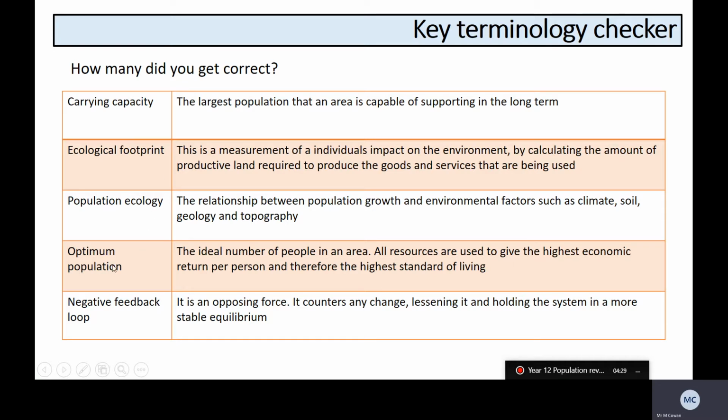Your optimum population is the ideal number of people in an area, where all resources are being used to give the highest economic return. So you've got some parts of the world that are underpopulated, such as Canada. It's viewed that if Canada had a slightly bigger population, it could become wealthier because it could use its resources more effectively. By the same token, you've got the likes of Bangladesh, where clearly they are overpopulated. And at the bottom there, a negative feedback loop is an opposing force that counters any change, lessening it and holding the system in a more stable equilibrium.